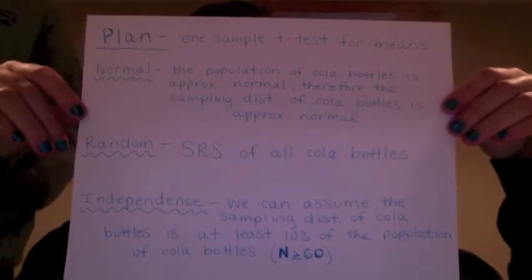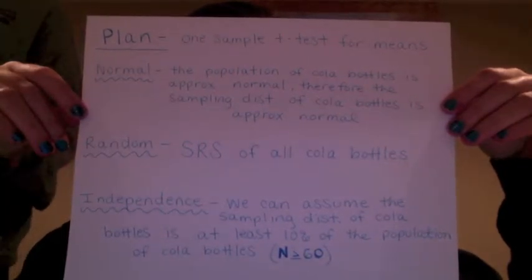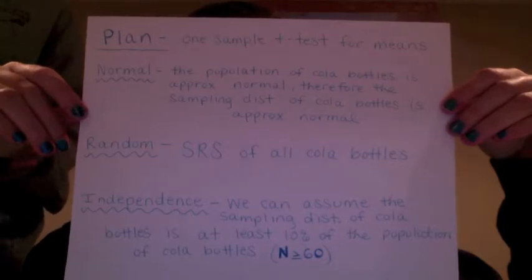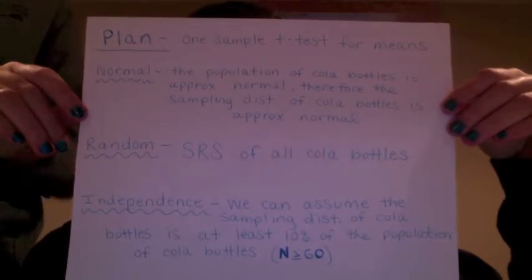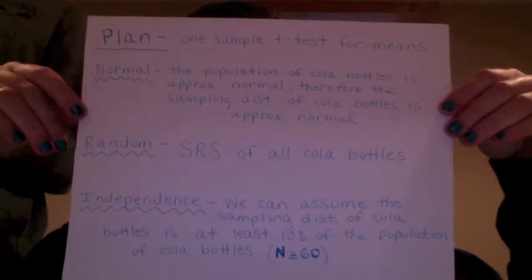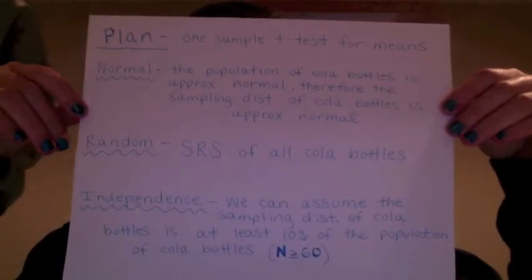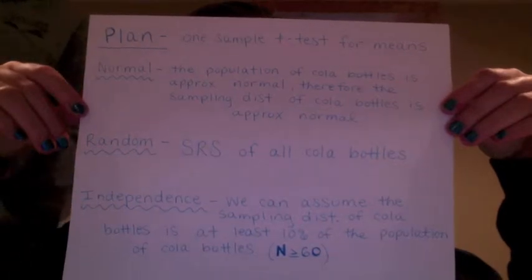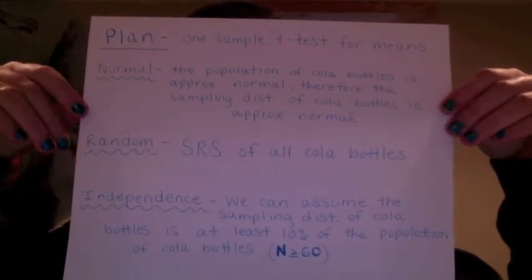After the state, the next step is the plan. The first thing you do in the planning step is state the type of test that you are doing. In this problem, we are doing a one-sample t-test for means. After you write this, you have to state the conditions of the problem, which is normality, randomness, and independence.